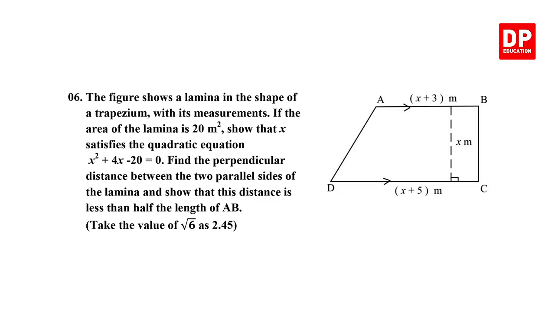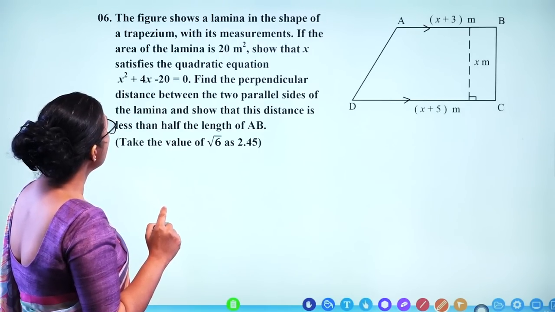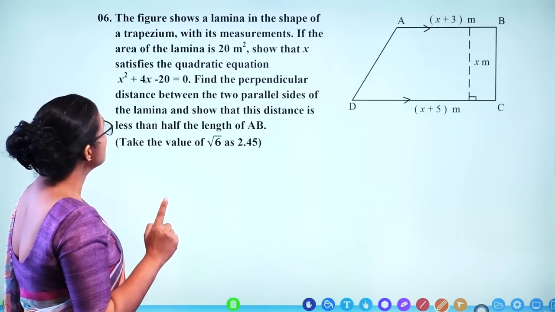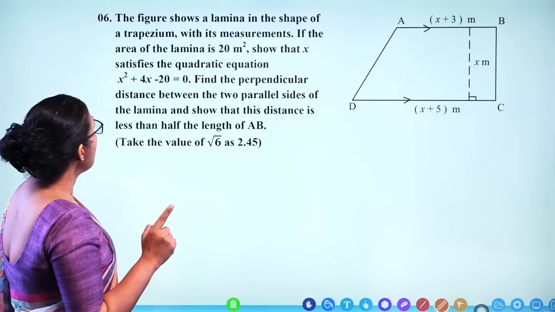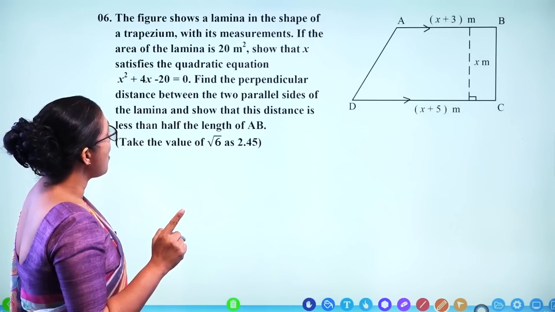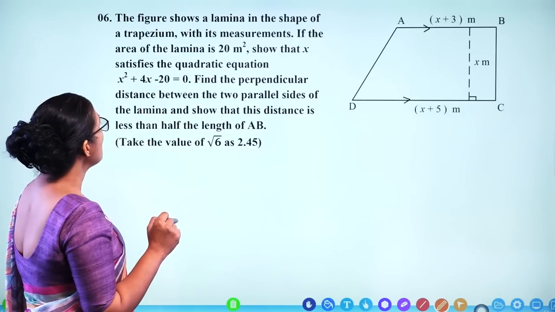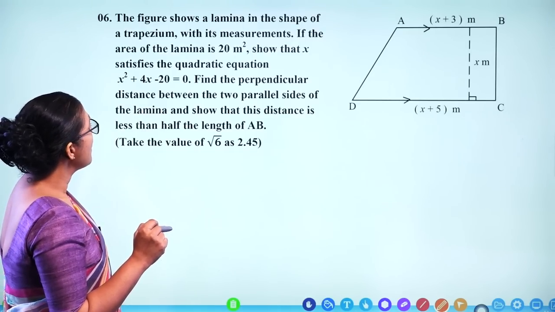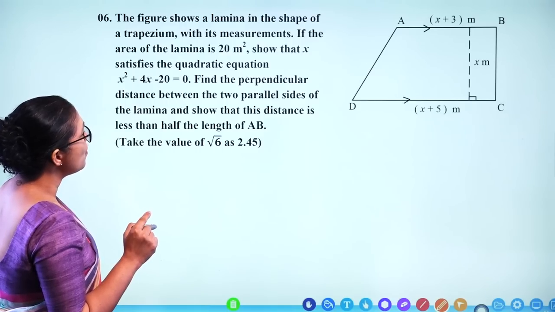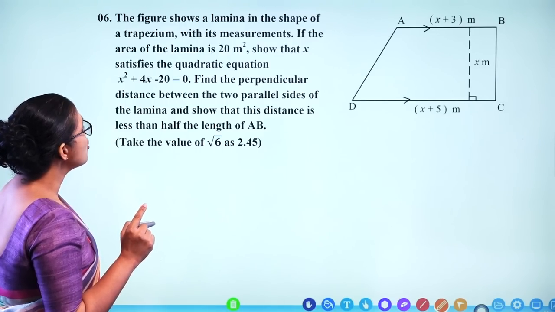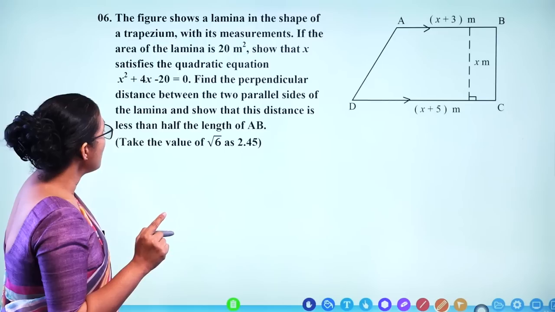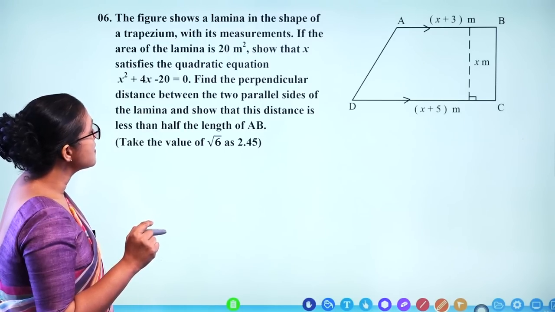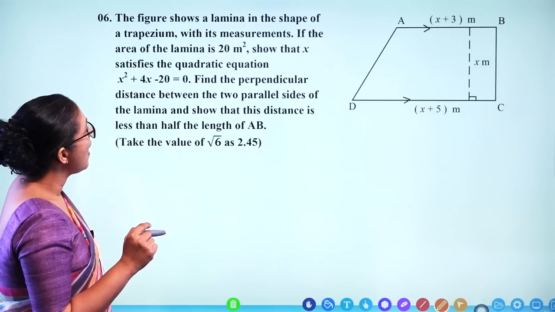Let's do question number 6. It says the figure shows a lamina in the shape of a trapezium, with its measurements. If the area of the lamina is 20 square meters, show that x satisfies the quadratic equation. Find the perpendicular distance between the two parallel sides of the lamina and show that the distance is less than half the length of AB. Take the value of root 6 as 2.45.